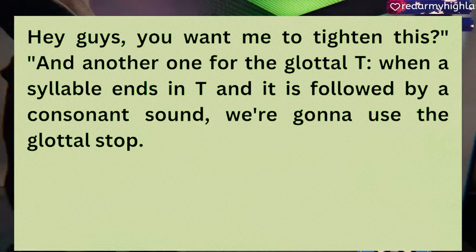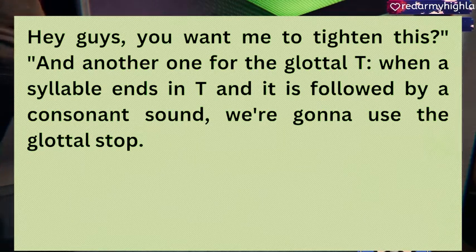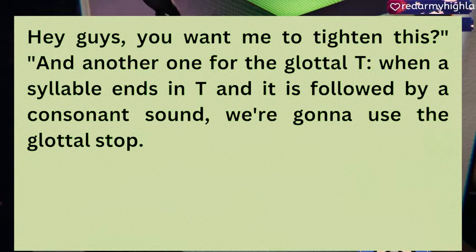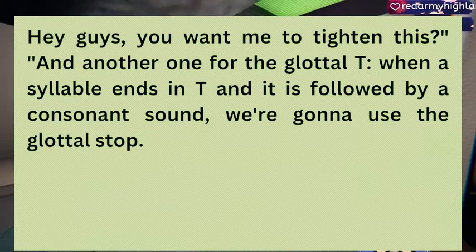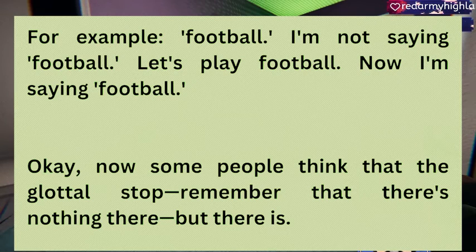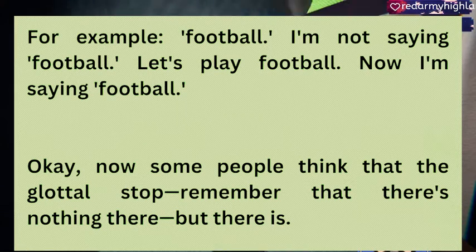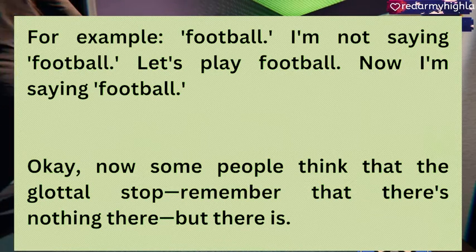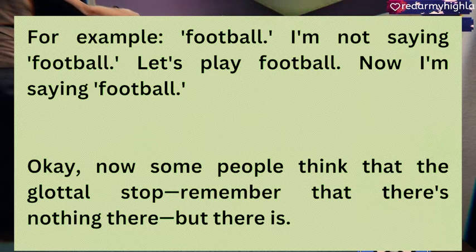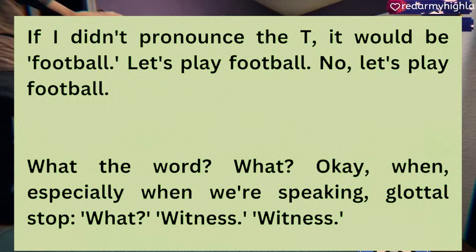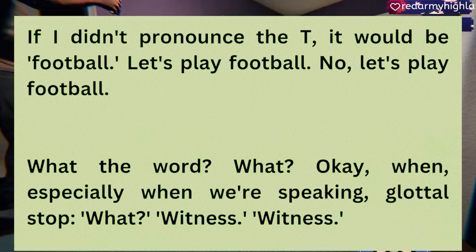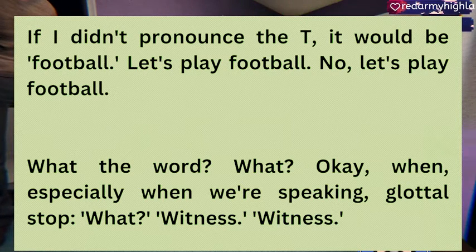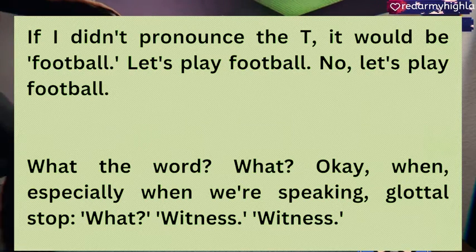And another one for the glottal T. When a syllable ends in T and it is followed by a consonant sound, we're going to use the glottal stop. For example, football. I'm not saying football. Let's play football. Now I'm saying football. Now some people think that with the glottal stop there's nothing there, but there is. If I didn't pronounce the T, it would be football. Let's play football. No, let's play football.